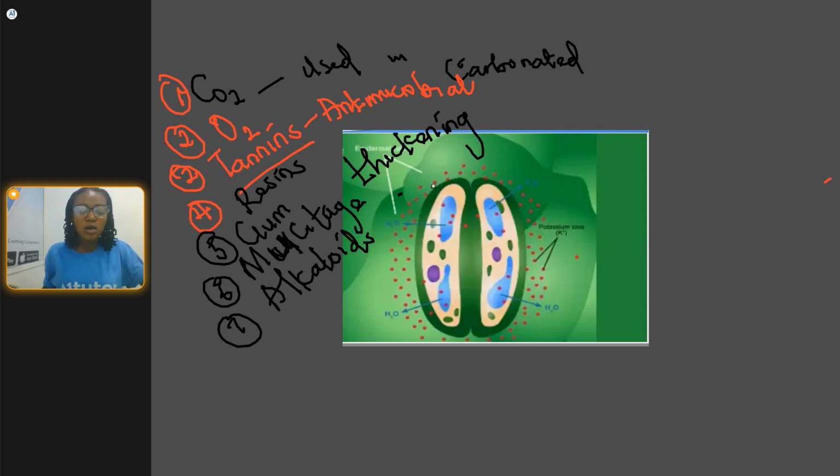Alkaloid is used in painkillers. Some alkaloids are also used in making beverages. So you can see that we cannot do without plants. Plants are very, very essential to humans.